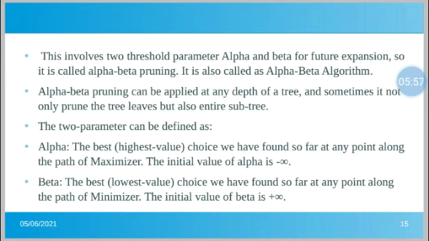The two parameters can be defined as follows. The simple way is that max is denoted as alpha. Alpha is the highest value choice we have found so far at any point along the path of the maximizer. So max is denoted as alpha, and the initial value of alpha will be minus infinity, and the minimizer, that is min, will be denoted as beta, and the initial value of beta will be plus infinity. Right. So we will see one example.